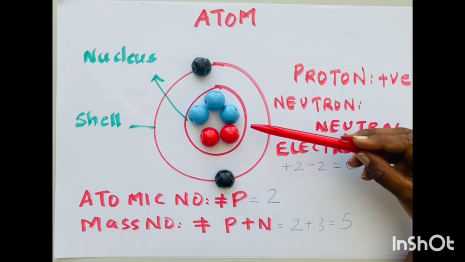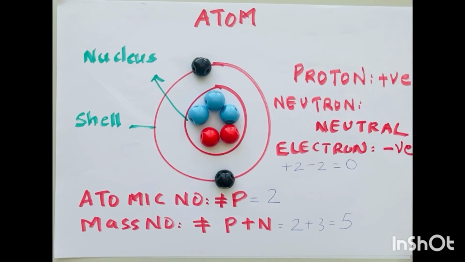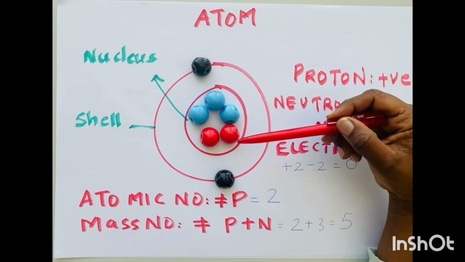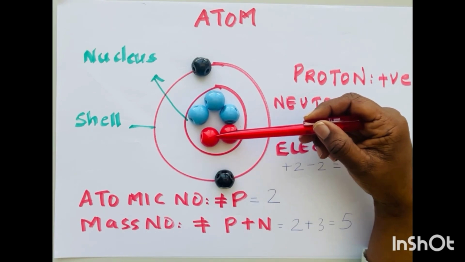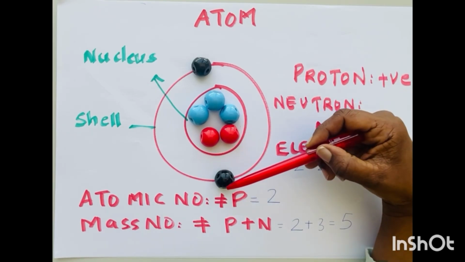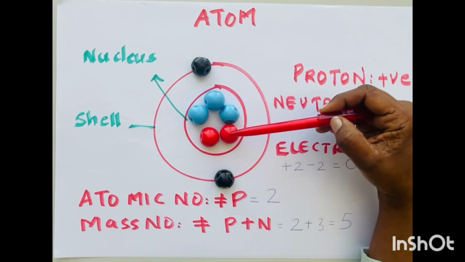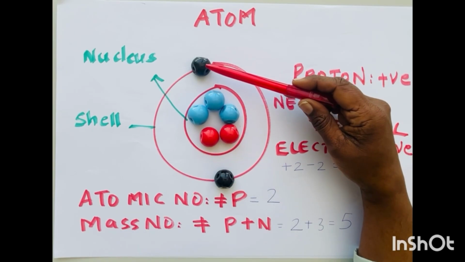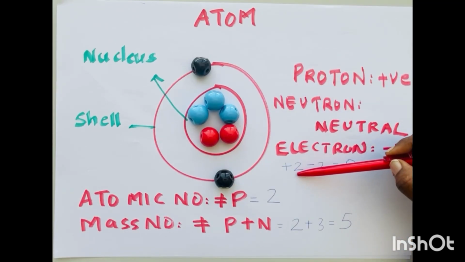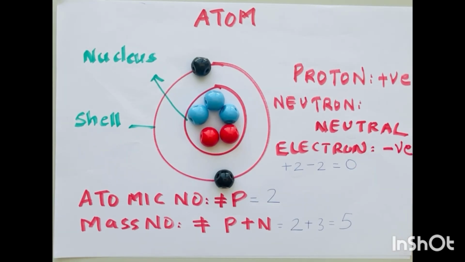Now, when we look at the atoms, we can see two particles are the same in number. They are protons and electrons. Let us check now. We can say that the red ones are the protons and the black ones are the electrons. Now there are two protons and two electrons. So the positive charge will be plus 2 because the charge of the protons is plus 2, and the charge of the electrons is minus 2. So the overall charge of the atom is 0.